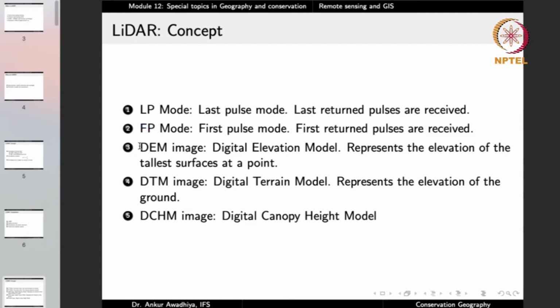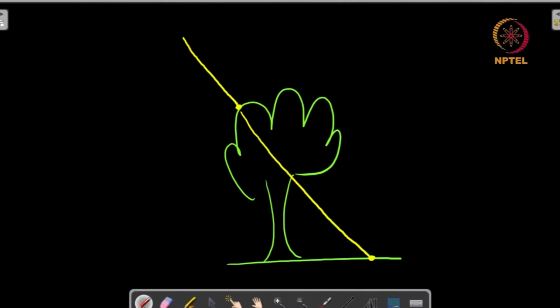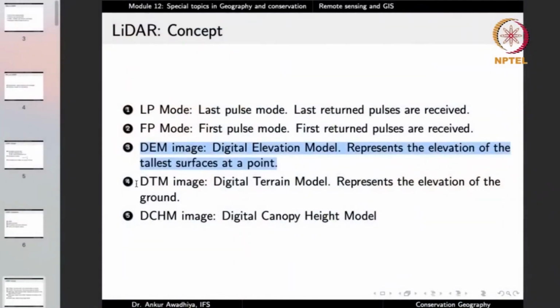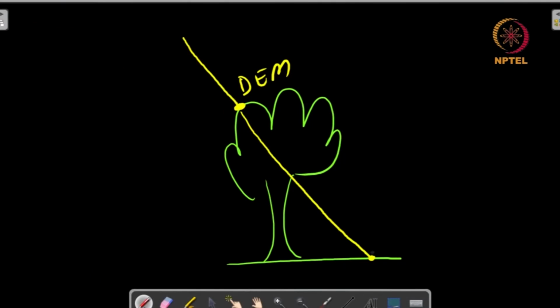DCHM. Now DEM refers to the digital elevation model, which represents the elevation of the tallest surfaces at a point. That is, we are trying to compute what is this point. So this one will give us the DEM. Similarly, in the case of DTM, we are trying to compute the digital terrain model, which represents the elevation of the ground. That is, in this case, we are trying to compute this point.